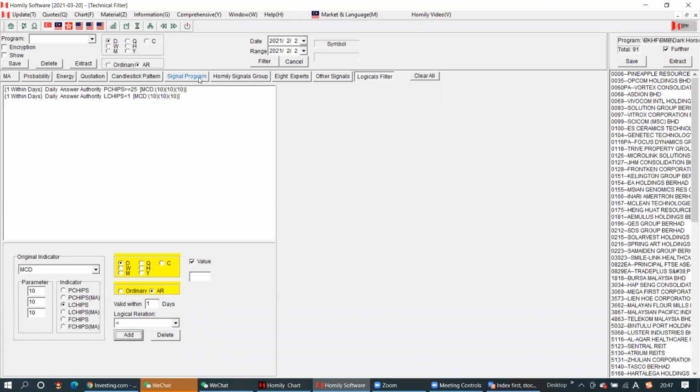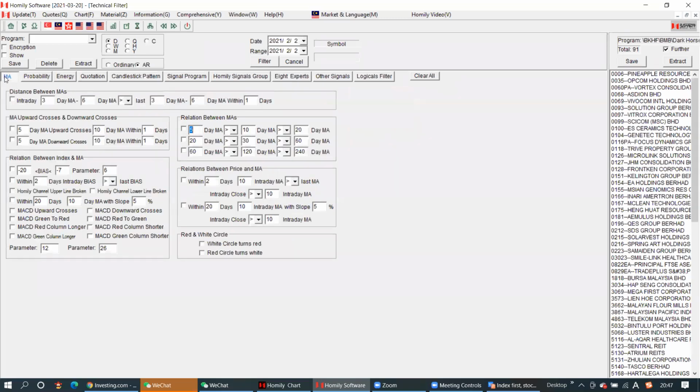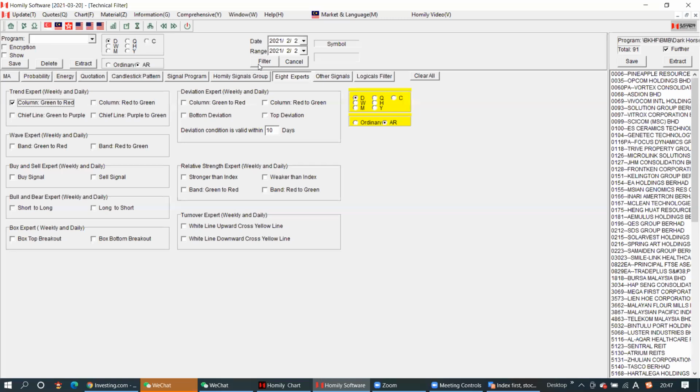Okay, so this one I just show you a very general parameter. You want to find a buy point, right? For the stop, come to the column green to red. You can also use the white circle turning red, but as I said just now, both of them, just choose one, already good enough. Okay, don't be greedy.